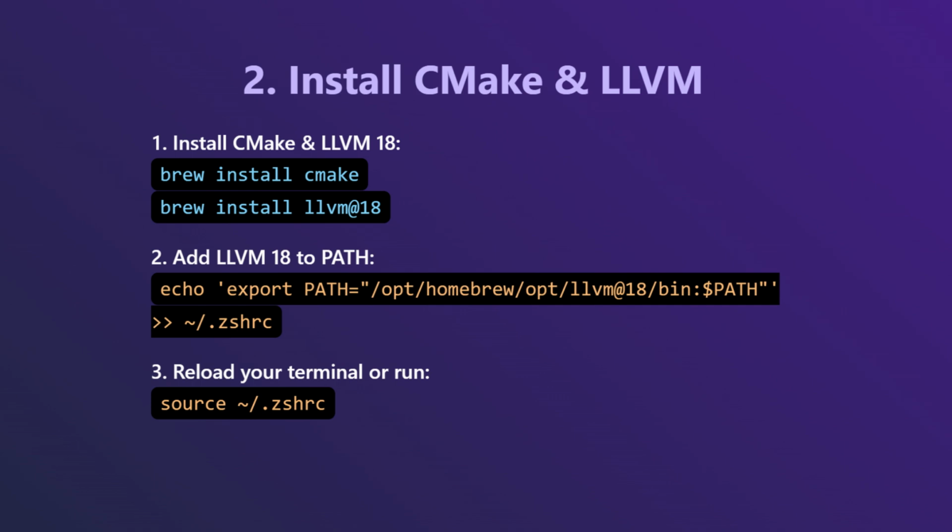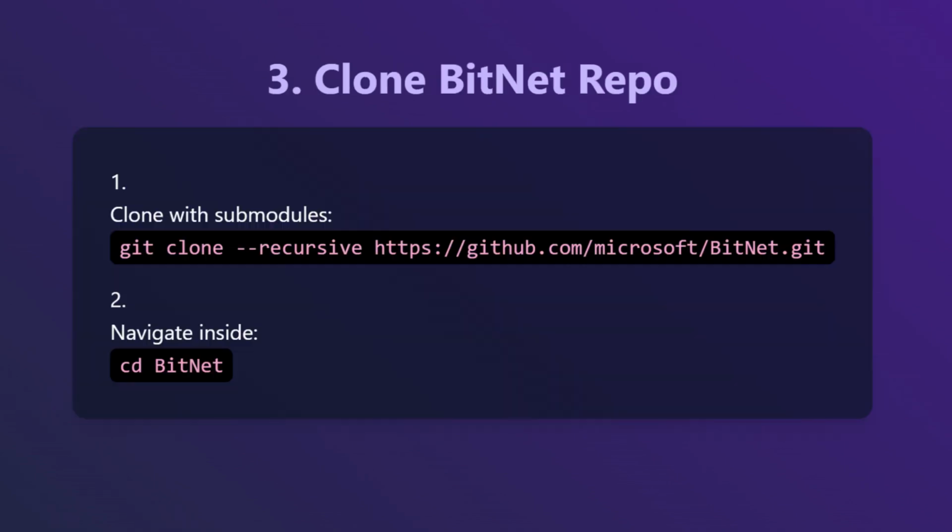And after that, you can use the installed Homebrew to install CMake and LLVM 18. After LLVM is installed, please add LLVM 18 to your path. On the terminal, enter that command. It will do that for you, and you will need to reload your terminal to make it take effect.